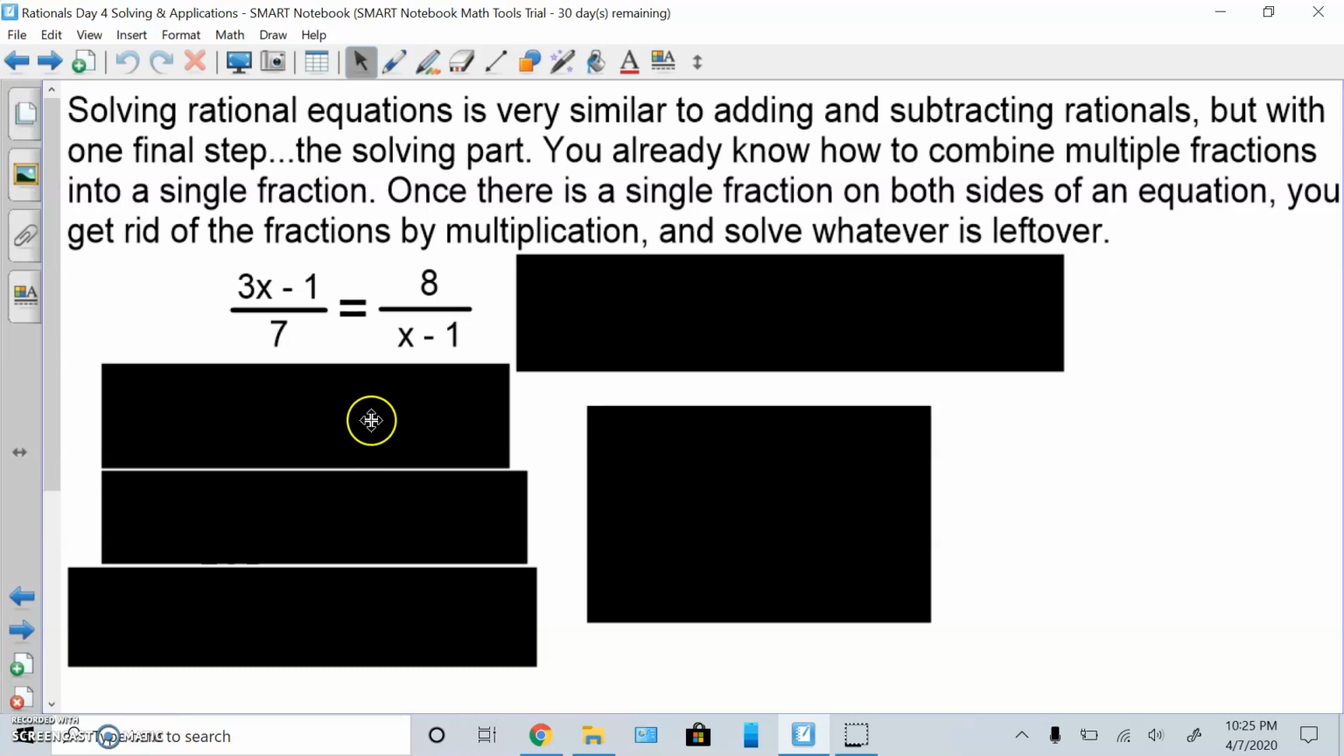We have a fraction equals a fraction. Now remember, if you have a single fraction equals a single fraction, you can cross multiply and solve. That's one method. I'm going to use a different method that has something cool at the end. So we'll treat this just like adding and subtracting. So step one is factor the bottoms.